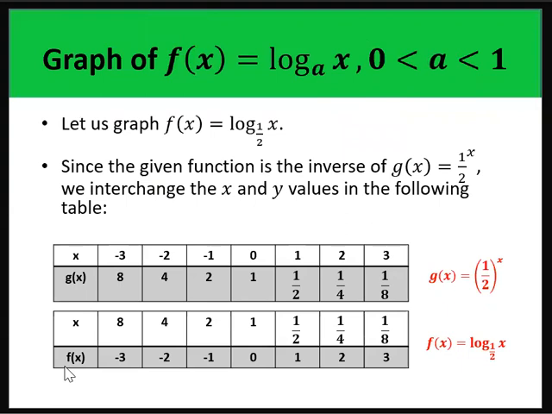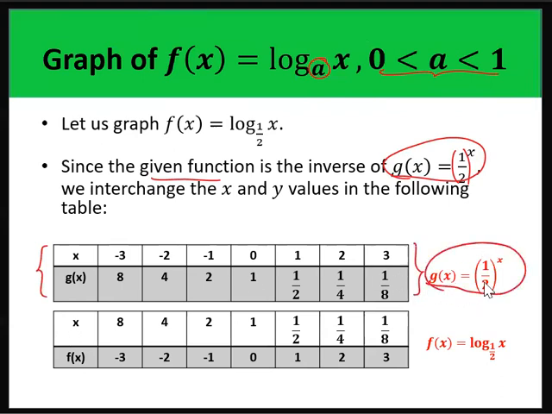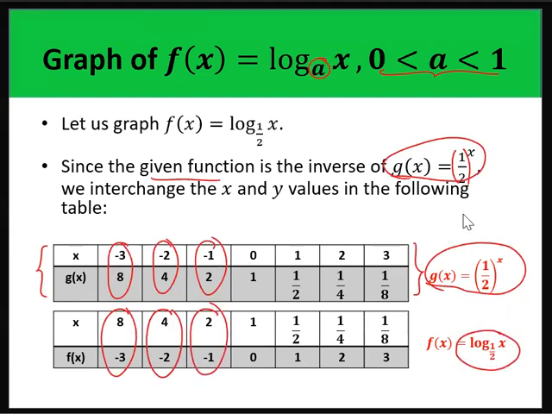Okay, next, let's consider this time the graph of the logarithmic function whenever the base a is between 0 and 1. So let us graph f of x equals the logarithm of x to the base 1/2. So since the given function is the inverse of the basic exponential function g of x equals 1/2 raised to x, we just interchange the x and y values in the following table. So this is the table for g of x equals the exponential function 1/2 raised to x. So if we interchange these ordered pairs here, we get the following ordered pairs for the logarithm of x to the base 1/2.